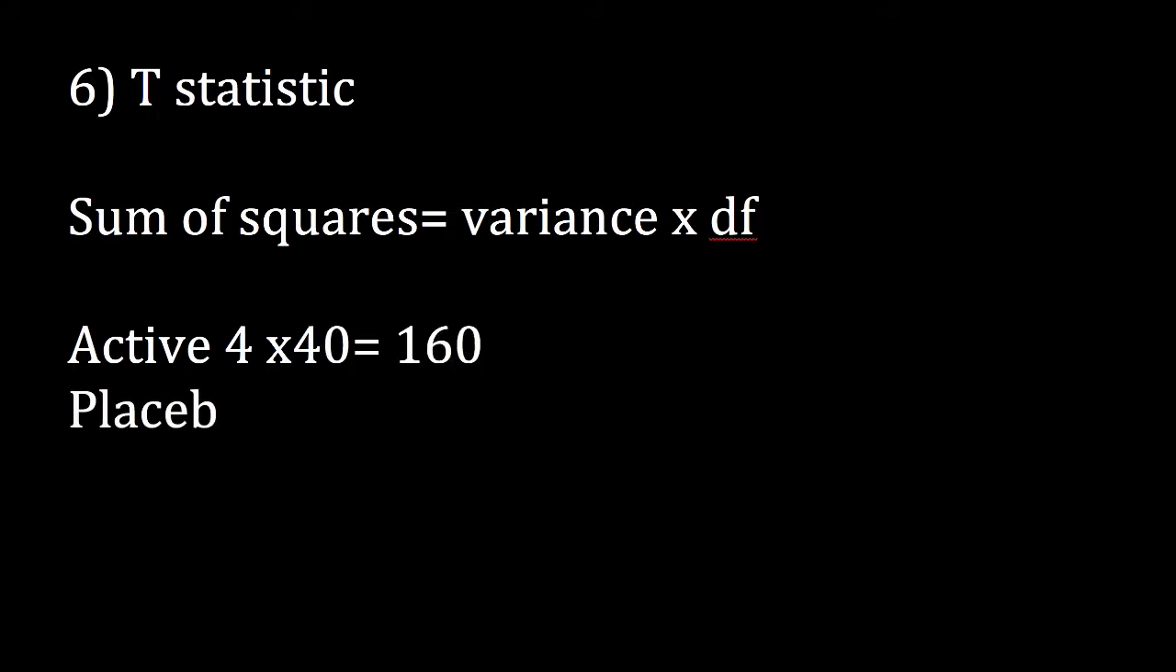And then for the placebo group, we had a standard deviation of 3, and if we square that, we get our variance of 9, and we multiply that by the number of degrees of freedom, and so we get 360. Now we use the sum of squares to calculate the pooled variance.